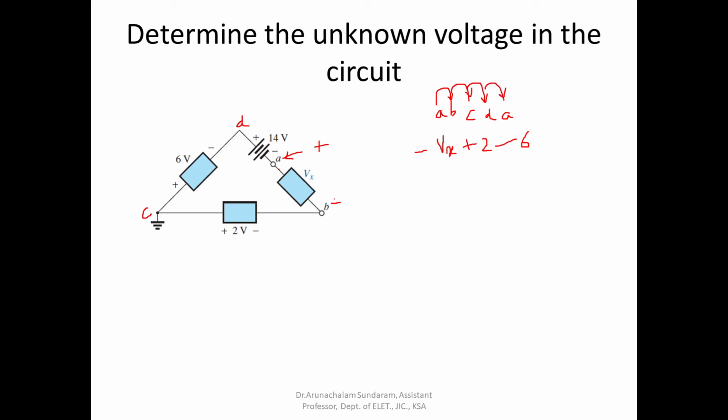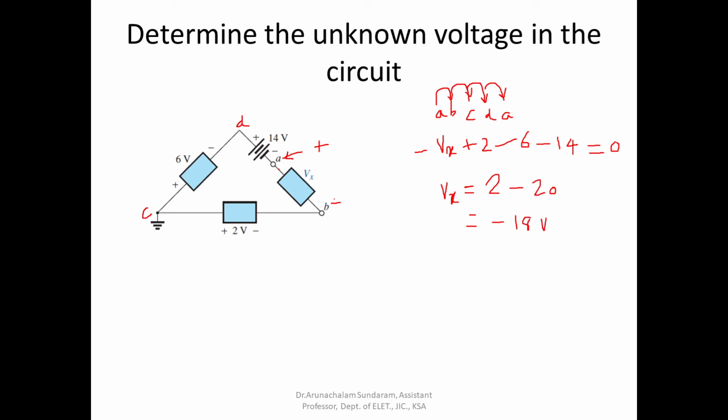Now you move from D to A. You are moving from plus to minus, so it is also a drop. So it becomes minus 14 equal to 0. Now let us solve for Vx. Take this Vx to the other side, so Vx becomes positive. On this side it is 2 minus 20, which is minus 18 volts. So this is the answer.